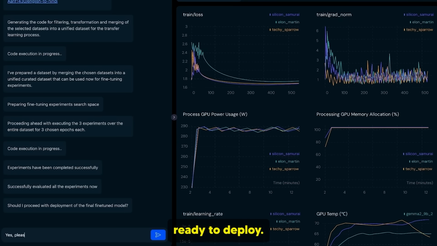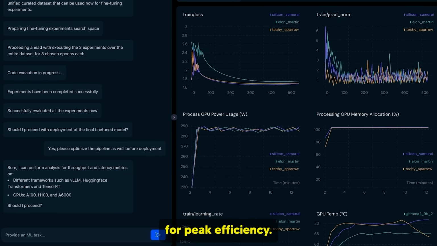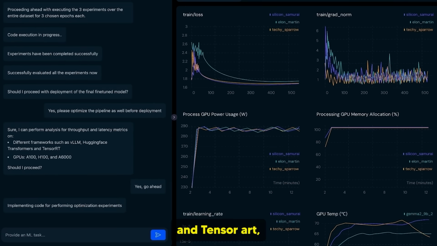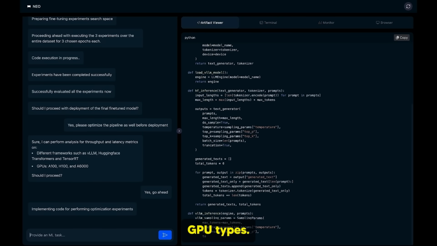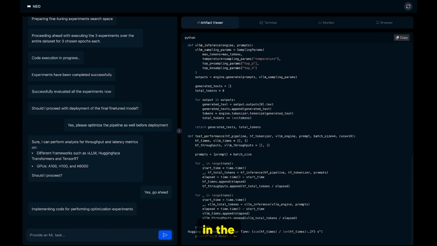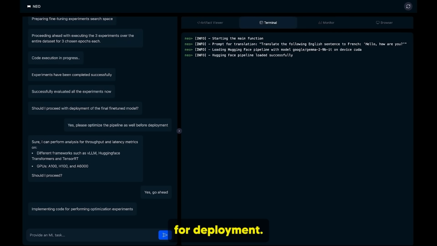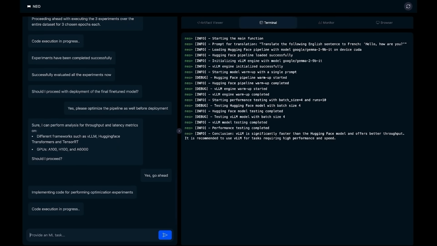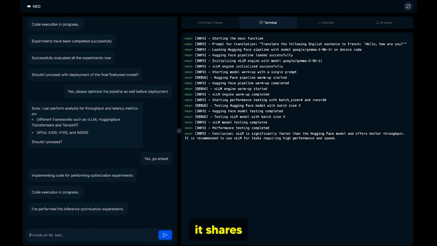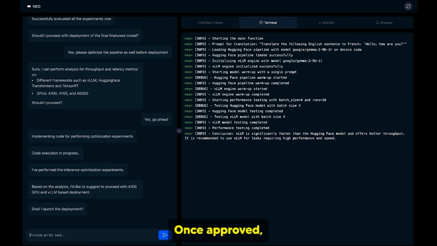Neo is now ready to deploy, but first optimizing the pipeline for peak efficiency. It will analyze throughput and latency across different frameworks like VLLM and TensorRT and different GPU types. Once approved, it will lock in the best configuration for deployment. After running experiments, it shares its recommendations. Once approved, it deploys the model and shares the link.